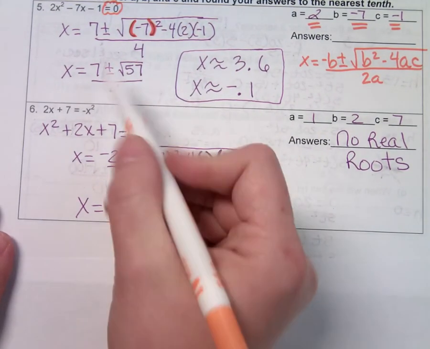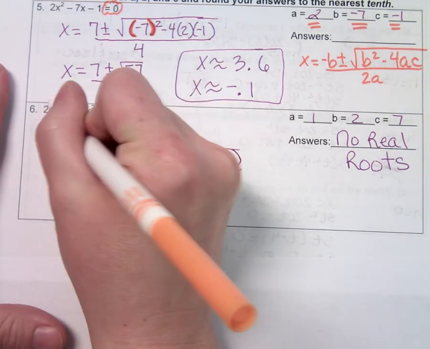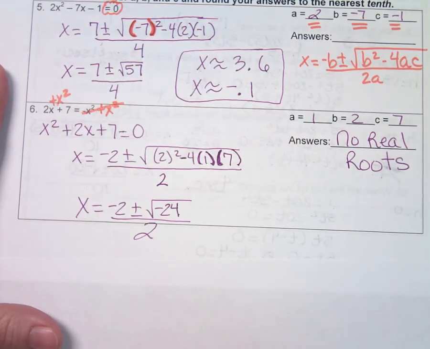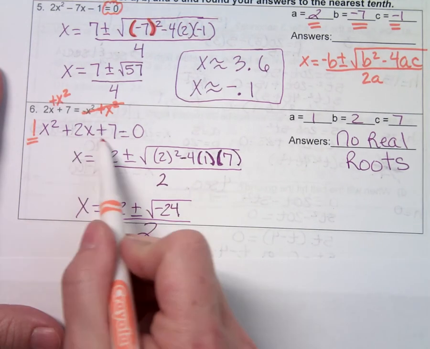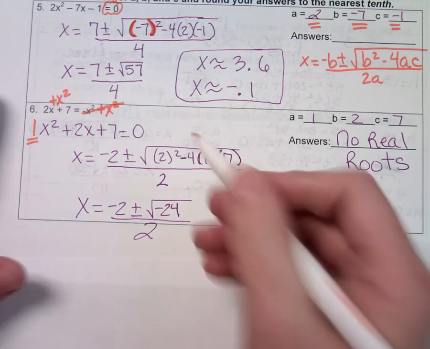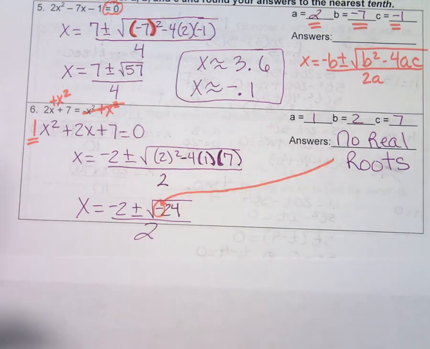Okay, so I moved my minus x squared by adding x squared to both sides. That became a 0. And then a is 1, because that's the number in front of the x squared, b is a 2, and c is a 7. And then if you ever get a negative under the square root, then we get no real roots. There are imaginary solutions, but we learn about that later.